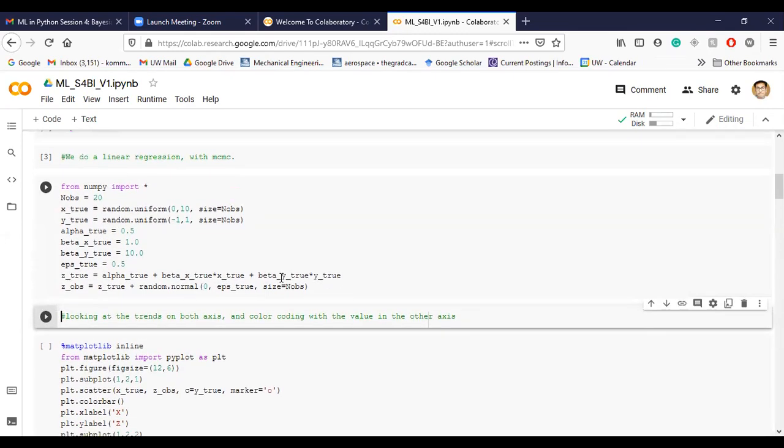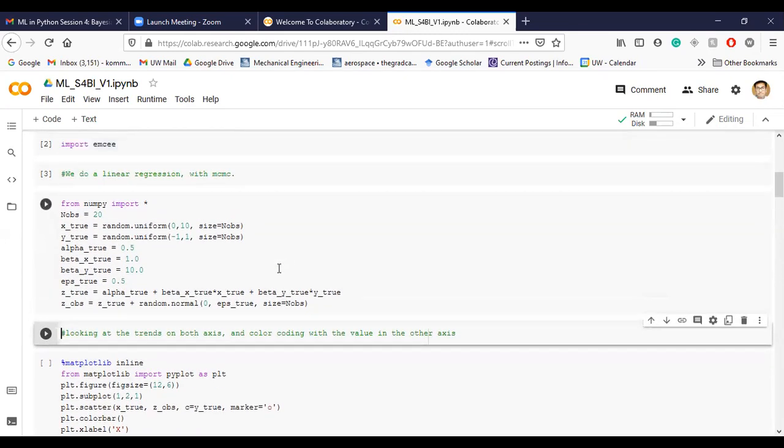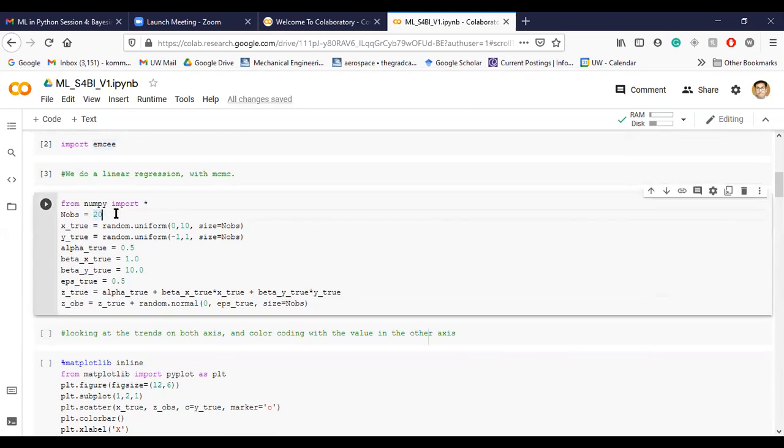For any example, we need some data. So I'm creating a function where I'm taking 20 points, and I'm using this rule: z is equal to alpha plus beta x times x plus beta y times y. This is a two-dimensional function where I'm taking the x and y values and adding a y-intercept, and I'm also adding some normal noise just to make it a bit harder.